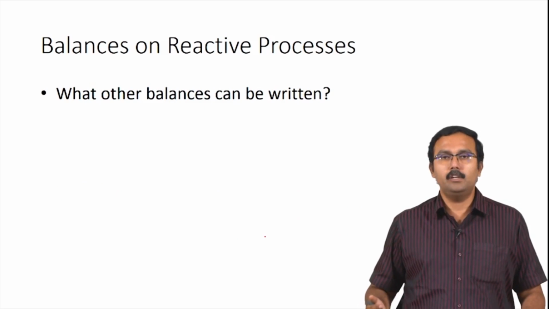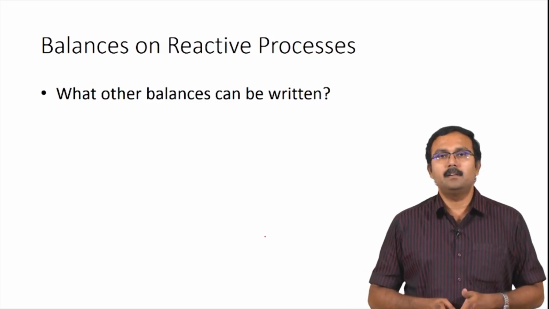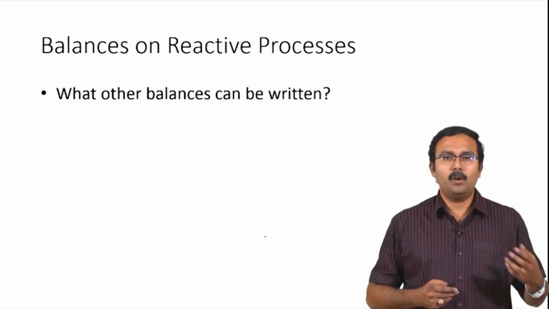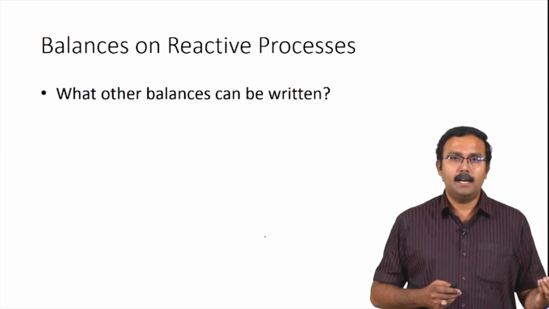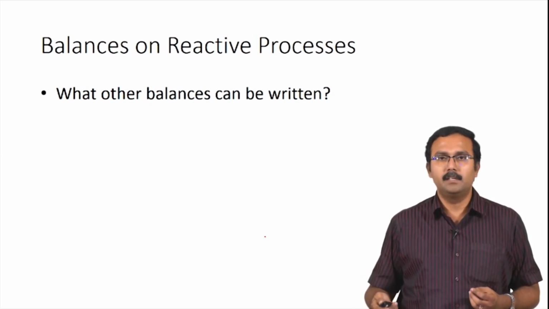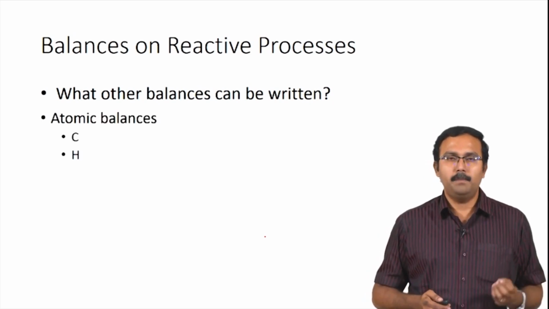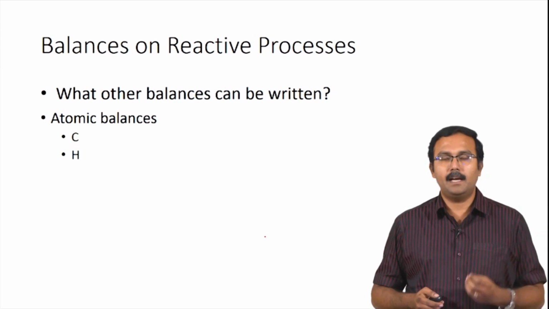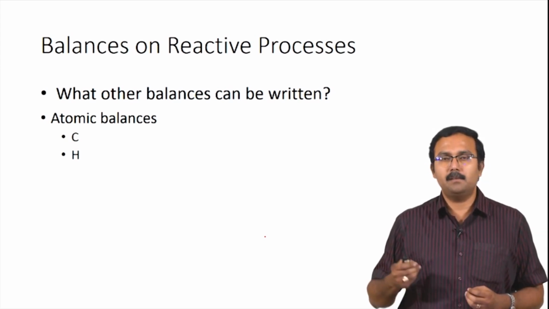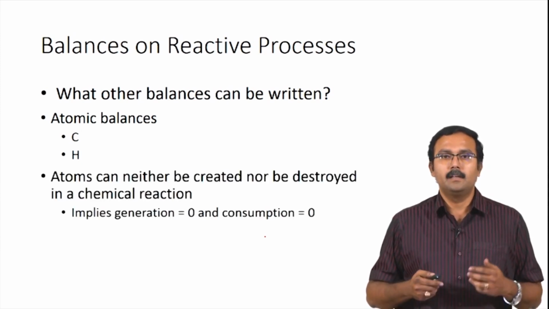Other than these molecular species balances, what other balances can we write? If you remember the fundamentals which we covered for reactive processes, we thought that other than mass, the number of atoms of individual elements are also conserved, which means we can write atomic balances. For this particular system, we have carbon and hydrogen atoms which are present, and the balance for carbon and hydrogen atoms can be written. Let us see how we would go about doing that.